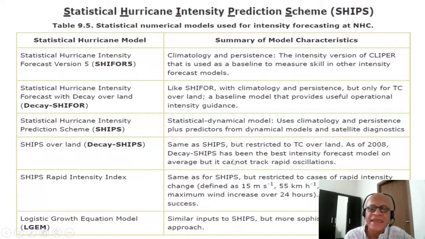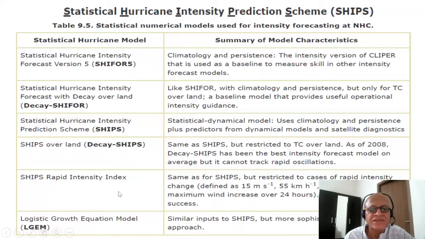As of 2008, Decay-SHIPS has been the best intensity forecast model on average, but it cannot track rapid oscillations. Okay, so that's something that statistical models haven't been able to capture yet. With more and more data over time and merging statistical relations with forecasted fields for wind and vorticity and rainfall and so on, maybe they will get better.